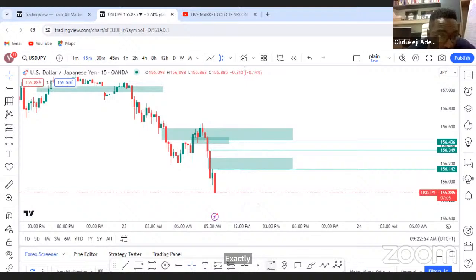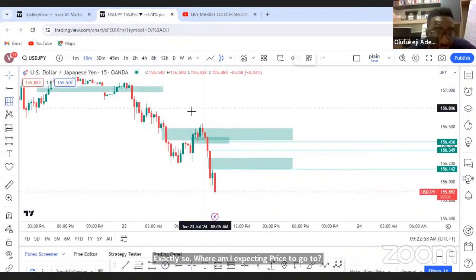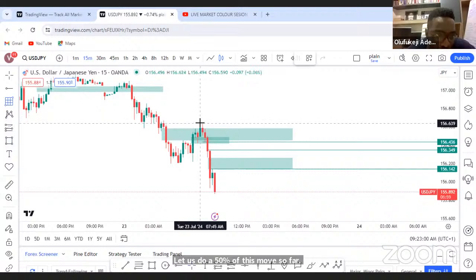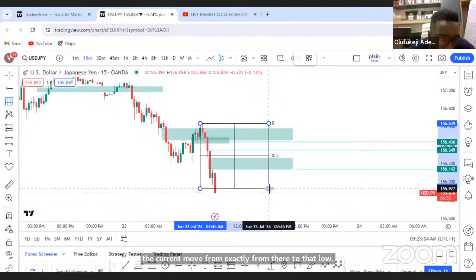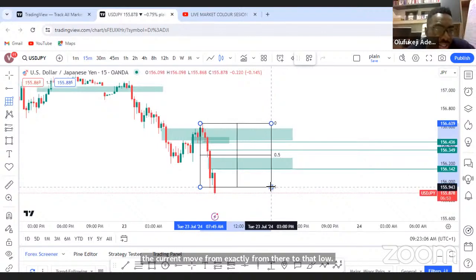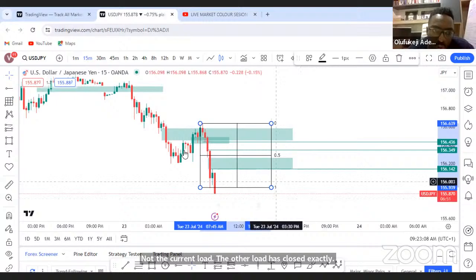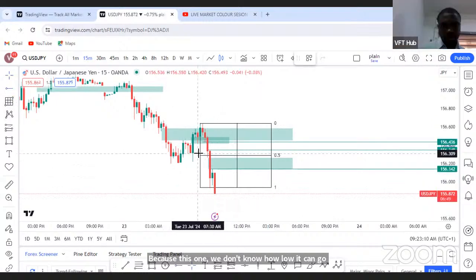Let's do our 50% of this move so far. Not the current move, exactly from there to that low. Not the current low, the other low that has closed. Exactly. Because this one, we don't know how low it can go. Yes. So what are the things I'm seeing there?